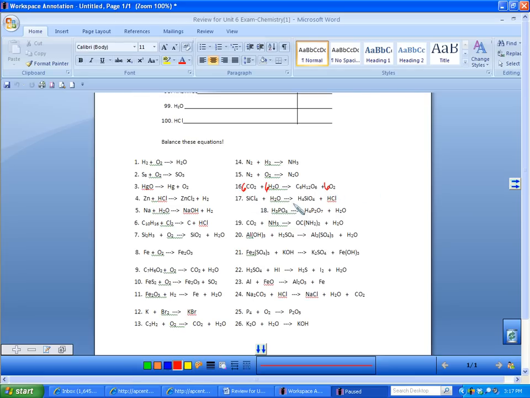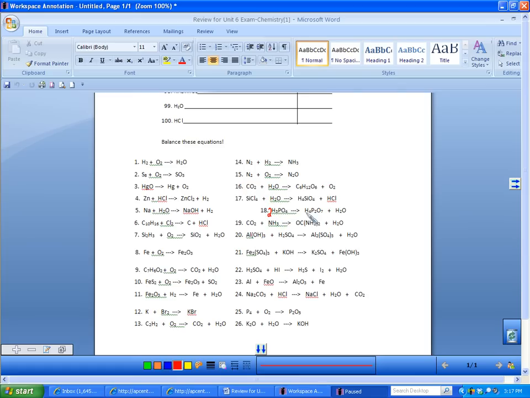1 silicon, 1 silicon. 4 chlorines, 4 chlorines. 4 plus 4 is 8 hydrogens, 8 hydrogens. 4 oxygens, 4 oxygens. I am good. It's all good. 3 H's, ooh, craziness on the H's, so I'm going to save that one. 1 P, 2 P's, so I'm going to put the P's first.